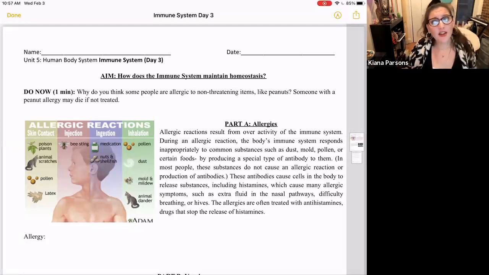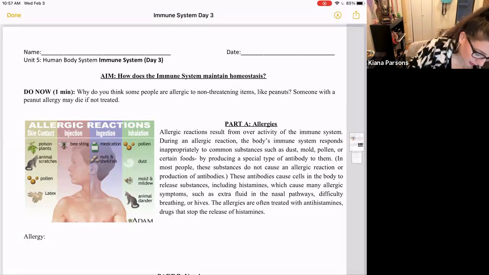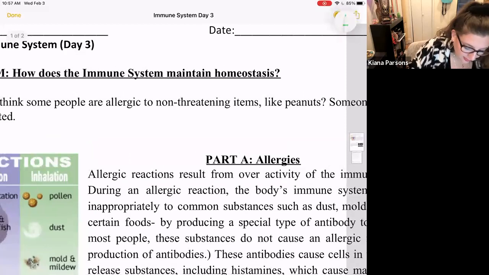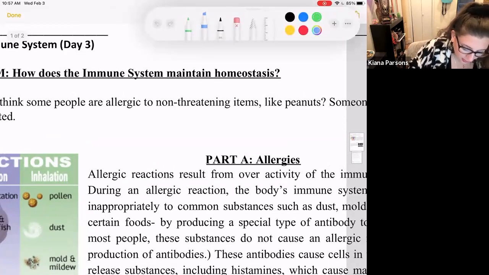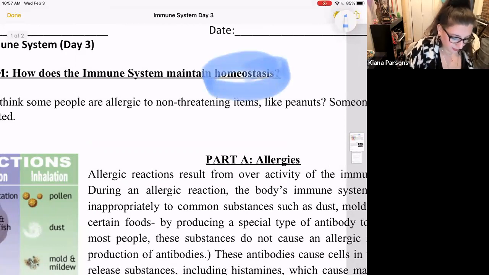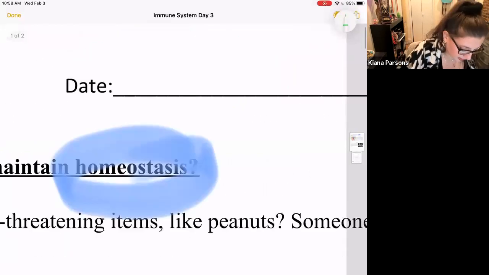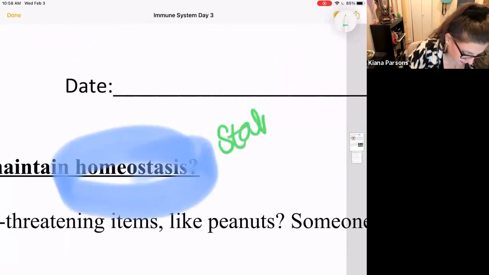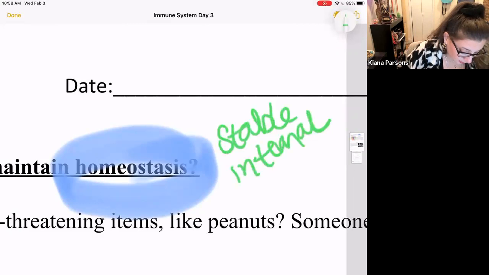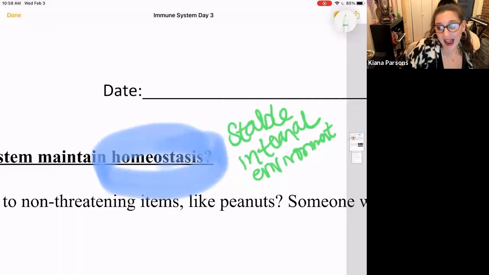Our aim is the same as all the other days of the immune system. How does the immune system maintain homeostasis? But today we're going to be talking about some overreactions of the immune system. So, the drill. Every time we see homeostasis, we got to remember that's a super big highlight for you. We got to remember that it means a stable internal environment. And how does our immune system help us maintain a stable internal environment? And how can sometimes our immune system's attempts to help our body maintain homeostasis backfire?